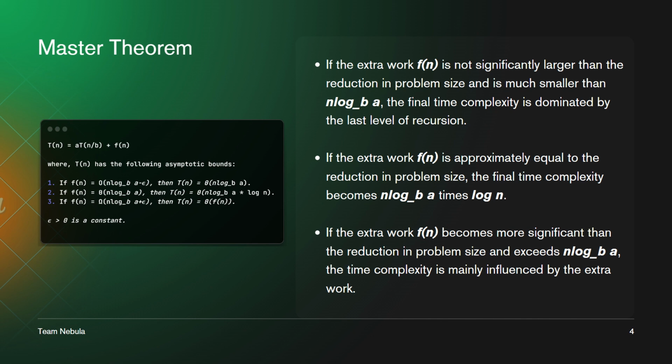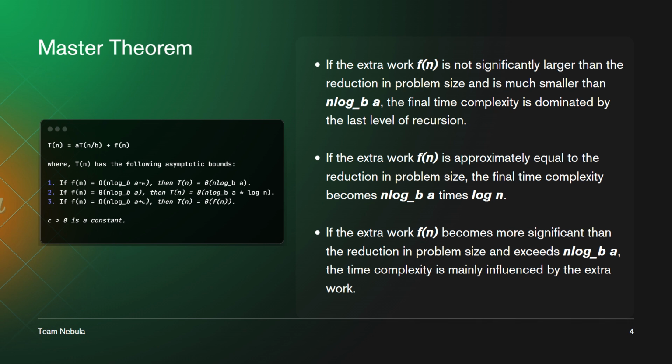Now, let's look at the results. If the extra work f(n) is not too big compared to the reduction in problem size and it's still much smaller than n^(log_b a), then our final time complexity will be dominated by the work in the last level of recursion.